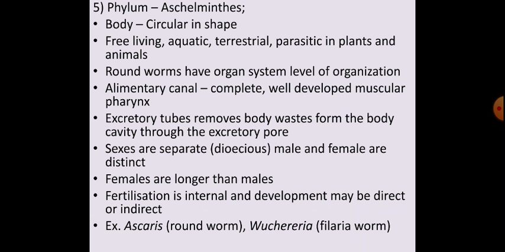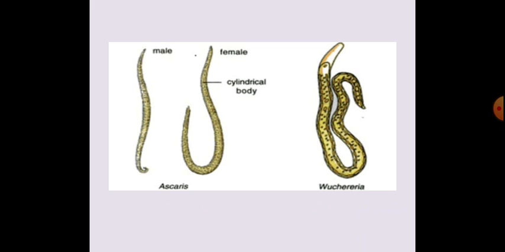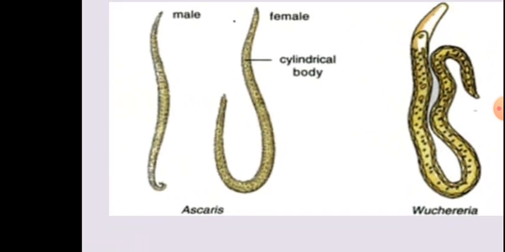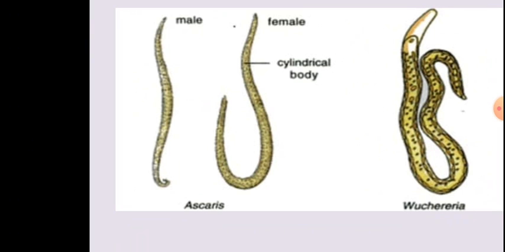Then fertilization is inside the body, internal. Development may be direct or indirect. Examples: Ascaris, that is roundworm, and this is Wuchereria bancrofti. This is a worm which causes filaria.